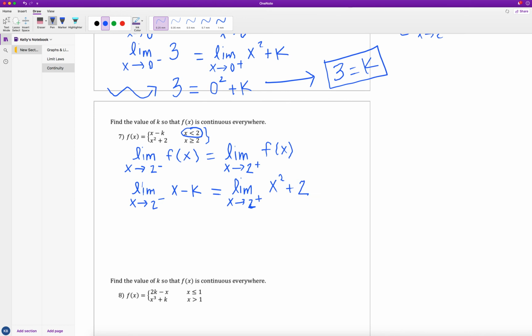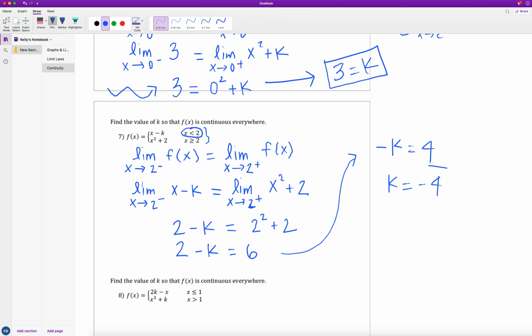I can sub in for these limits. As x approaches 2 from the left, I'll get 2 minus k, since a direct sub will work. And as we approach 2 from the right, I can also direct sub, and I get 2 squared plus 2. So you've got a lot of 2's going on here. This is one of those examples where it takes a little more algebra to solve, but we can still solve for k. So we have 2 minus k equals, on the right side, 4 plus 2, so I get 6. If I solve this, I get negative k equals 4, so k is going to be equal to negative 4 in this case.